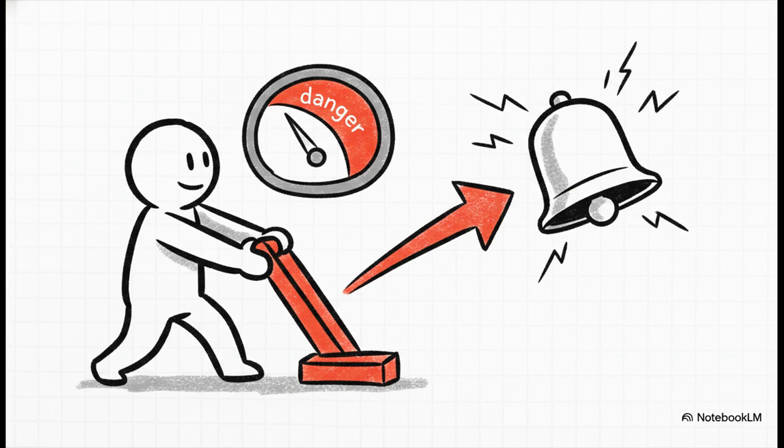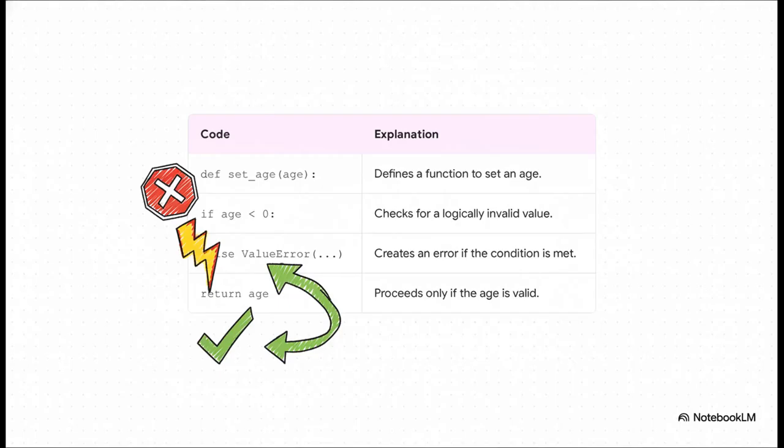When our code spots a condition that breaks our rules, we can raise an exception, just as if Python itself had found the error. Let's see this in action with a simple setAge function. We're setting a rule here. Age cannot be negative. That if statement, that's our bouncer at the door. If an invalid age tries to get in, we don't just ignore it. We actively raise a ValueError with a helpful message. This stops the function dead in its tracks and prevents that bad data from ever getting processed. It's how we enforce our own logic.